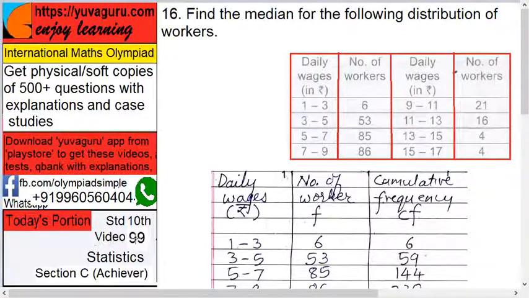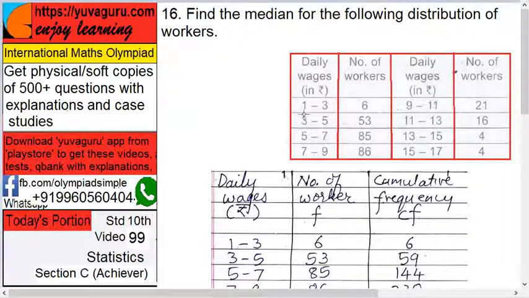Standard 10th, video number 99, Statistics, Section C, Achiever, toughest one. Let's start. Find the median of the following distribution of the workers. See here, these are the workers. 1 to 3, 3 to 5, these are the intervals and these are the number of workers. This we call it as frequency.